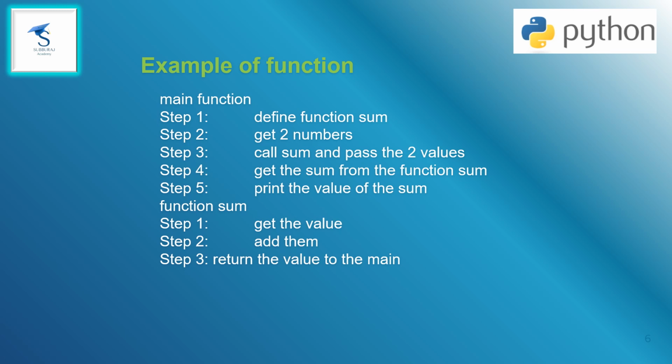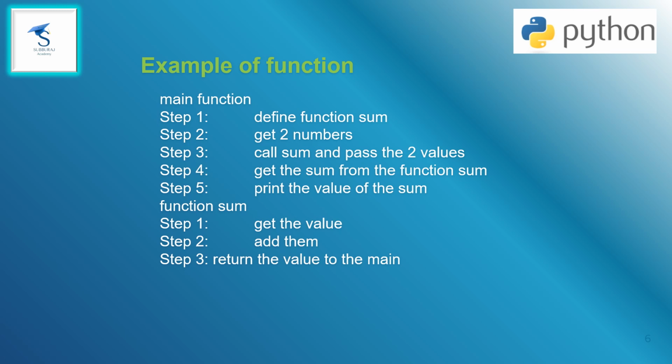Let us start from the top. In the main function, what you could do is define function sum. You define that there is a function sum, but don't implement it. And then get two numbers from the user, two or three, whatever number you want. Then call the function sum and pass the two values. Get the sum from the function sum and print the value of sum. These are the tasks of the main function.